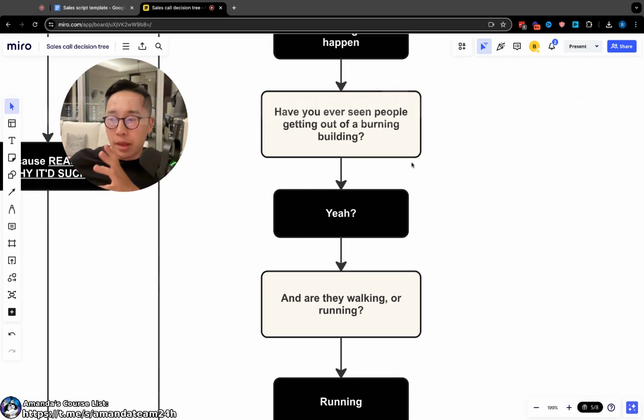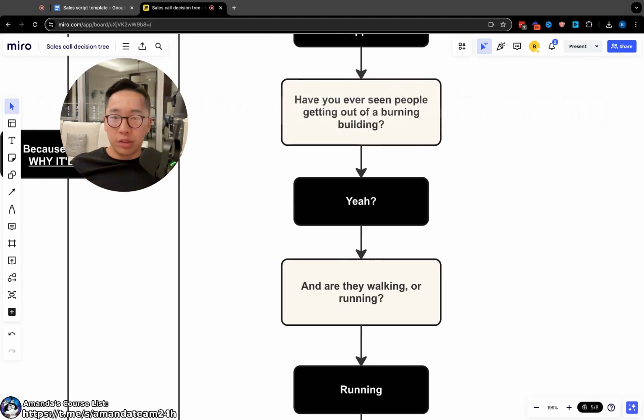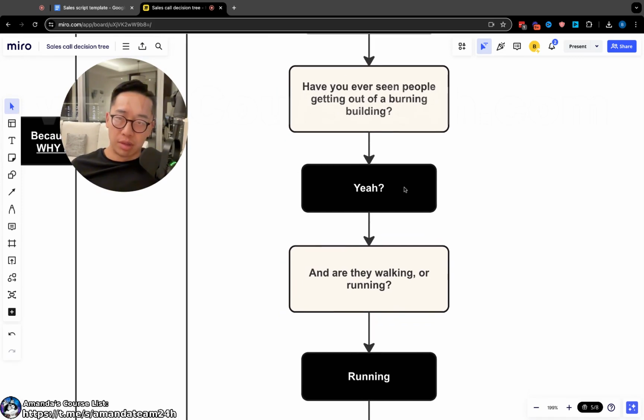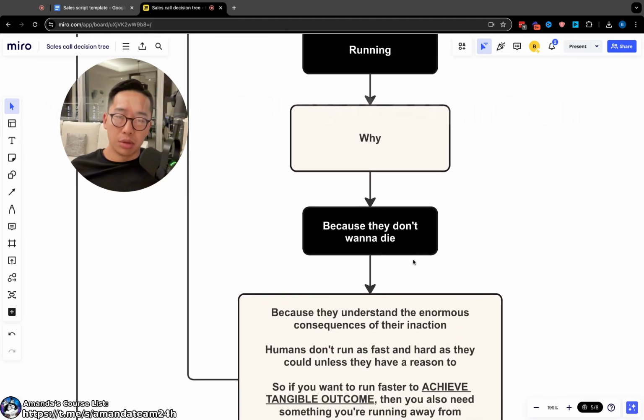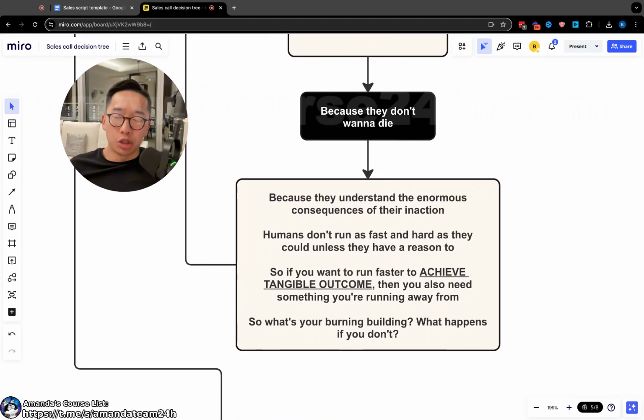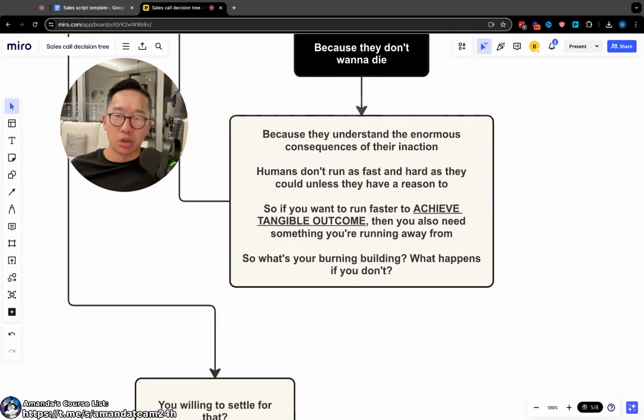So I learned this from Matt Ryder, and I've seen him do this on sales calls when I hopped on the sales calls with him. But analogy, he used to have long drawn-out ones that I used to use, but now he has a shorter version of it. So have you ever seen people getting out of a burning building? They're like, yeah. And are they walking or running? Running. Why? Because they don't want to die. Right, because they understand the enormous consequences of their inaction.